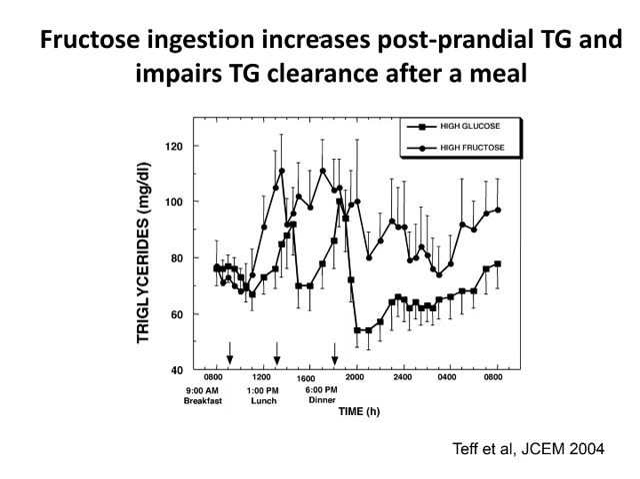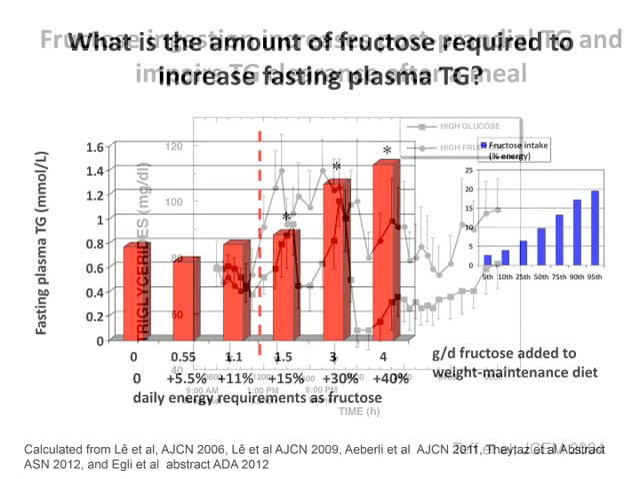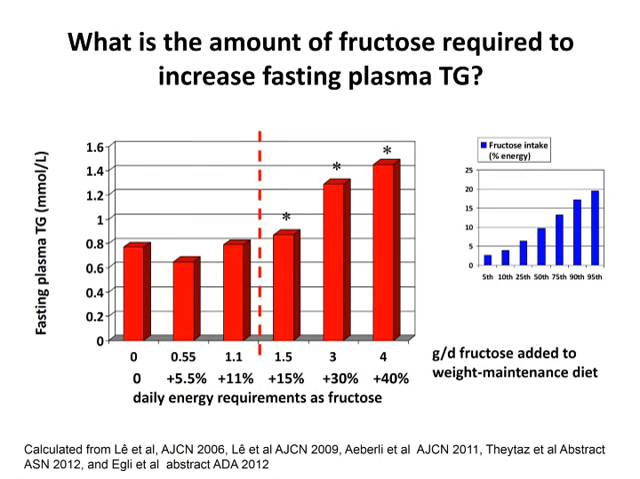Now, how much fructose do you need in your diet to have effects on fasting or postprandial triglyceride? This is controversial, but I compiled here a couple of studies having used different amounts of extra energy as fructose, and you see that the fasting plasma triglyceride concentration starts increasing when the fructose content in the diet is 15% or higher.